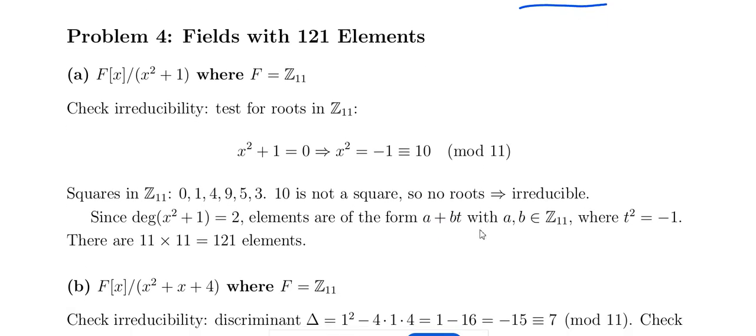So, field with 121 elements. So that means f of x is divided by x square plus 1. Here F equal to Z11.